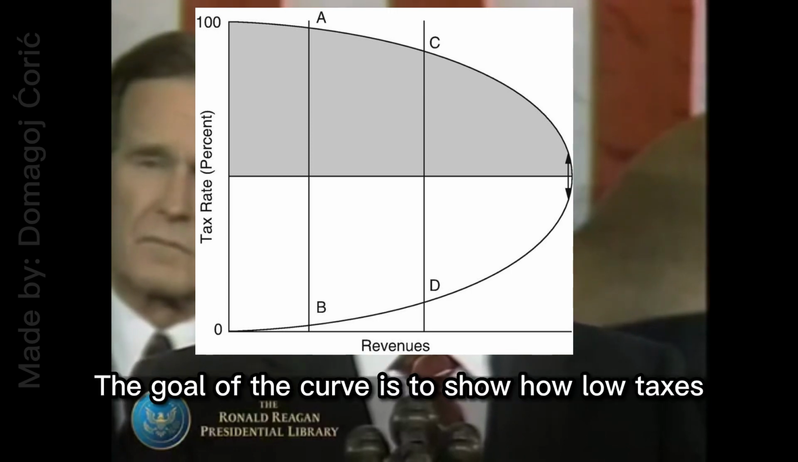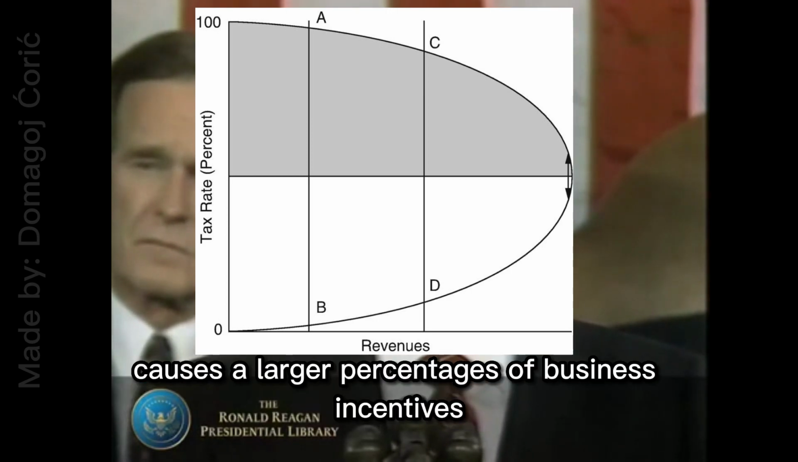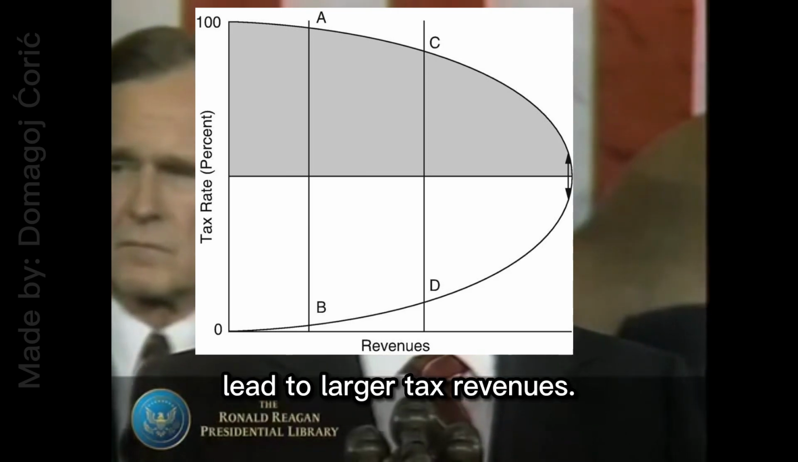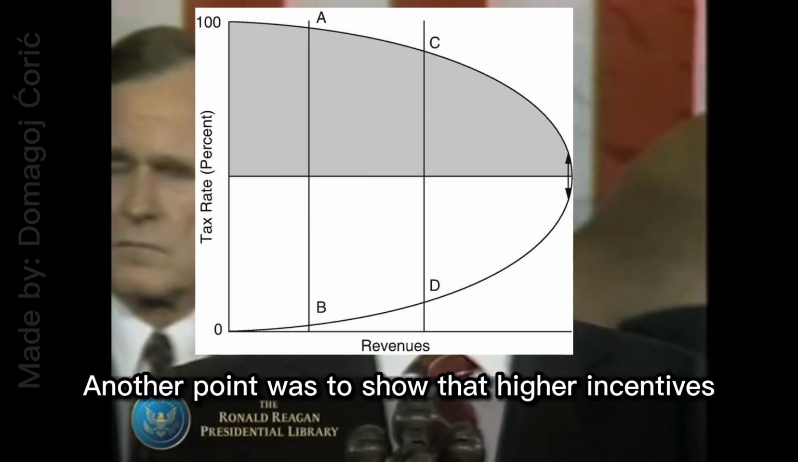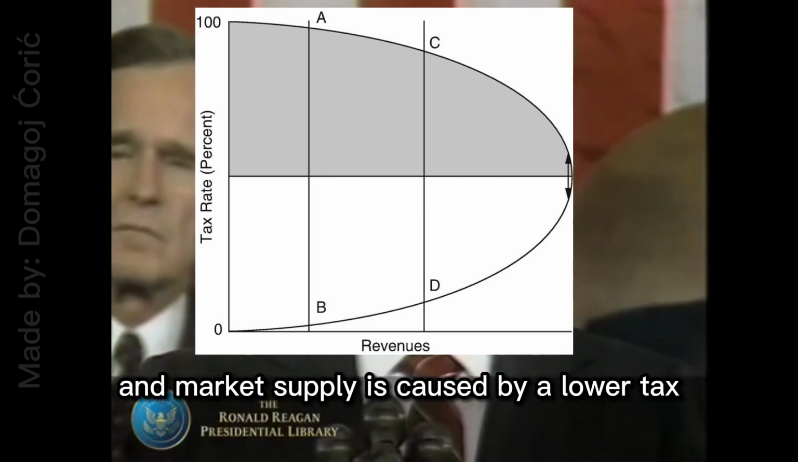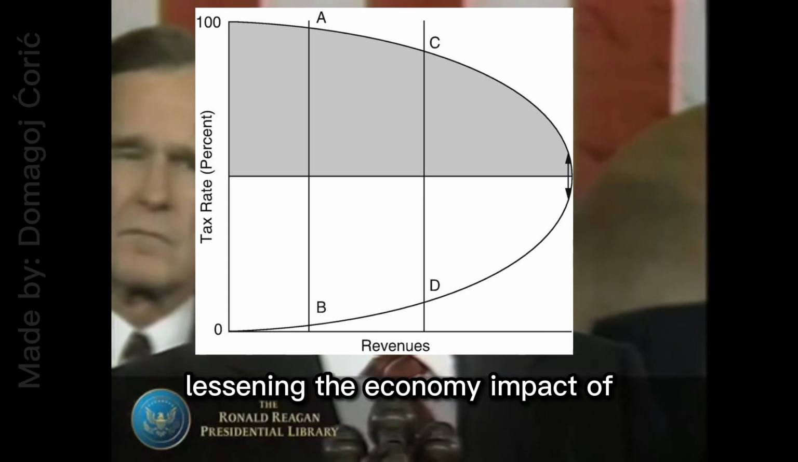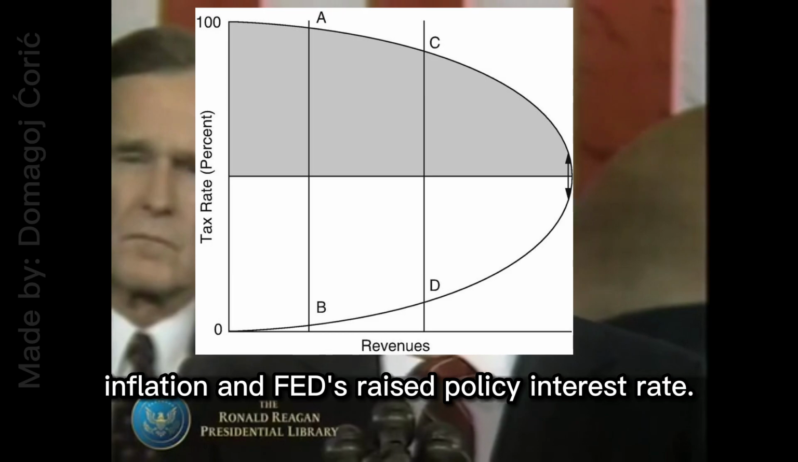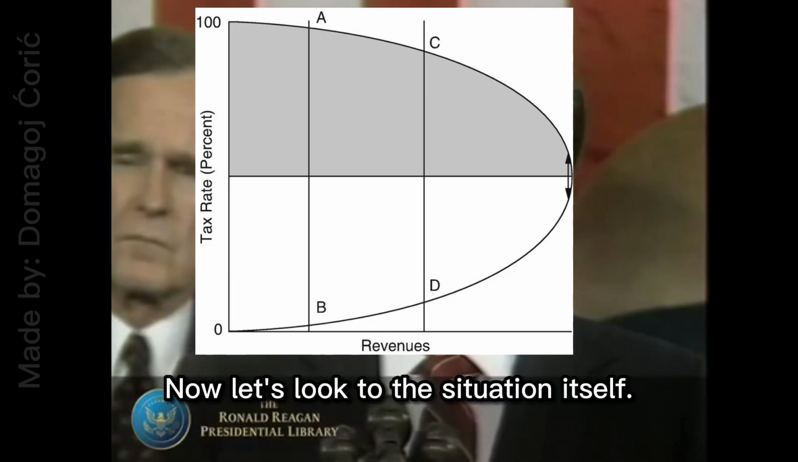The goal of the curve is to show how low taxes cause larger percentages of business incentives, which in turn lead to larger tax revenues. Another point was to show that higher incentives and market supply are caused by a lower tax, lessening the economic impact of inflation and the Fed's raised policy interest rate. Now let's look at the situation itself.